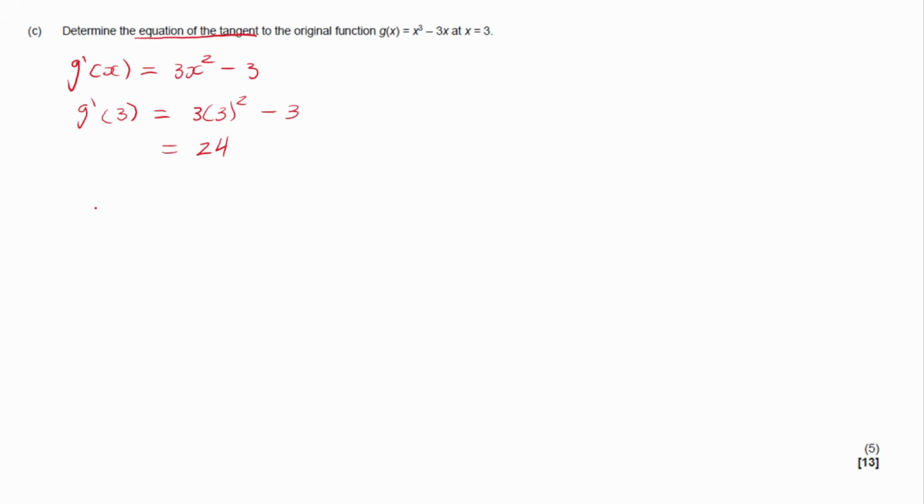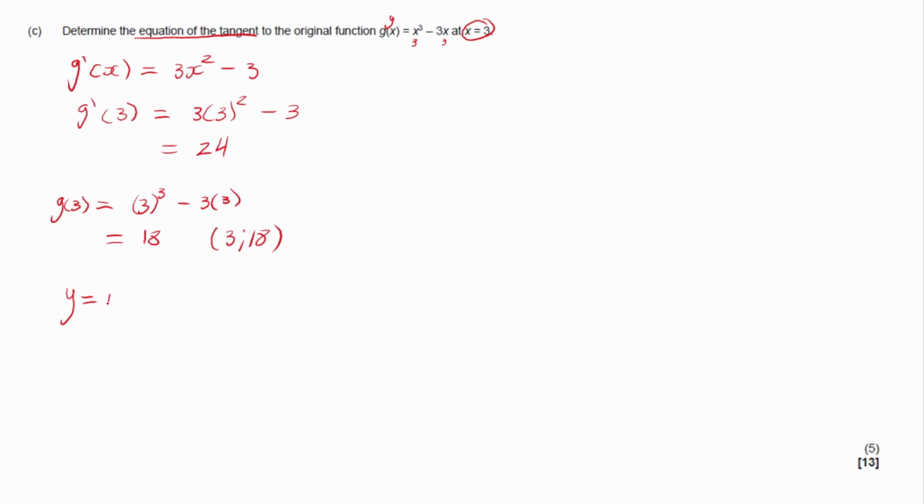So now that we've got that, we need to find our point. We have the x value, but we need to find the y. To find the y value, remember this is just y. So here we just need to substitute in a 3 for our x to get this point. So g of 3 is equal to 3 cubed minus 3 times 3. And when we do that, we get 18. So the point is (3; 18) that we're going to substitute in.